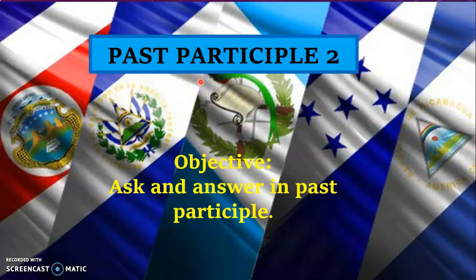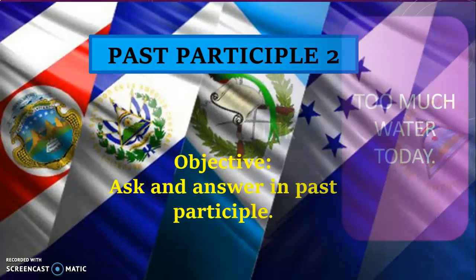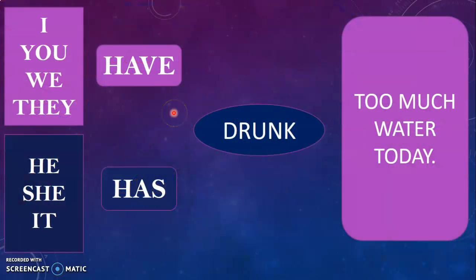Past participle 2. This is part number 2 of the past participle. And the objective today is to ask and answer in past participle. En esta ocasión el objetivo es preguntar y responder en pasado participio. Recuerden que ya vimos la primera parte, que vimos affirmative and negative form, y ahora vamos a aprender a preguntar y responder. Alright? So let's continue. Vamos a repasar. We're going to review here.